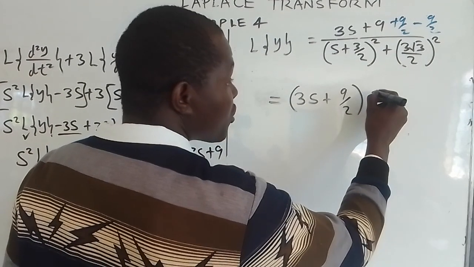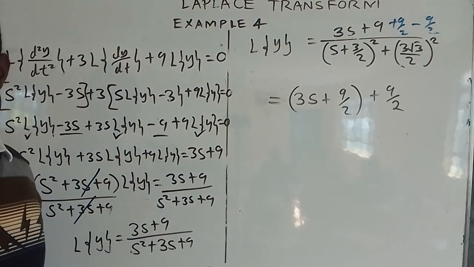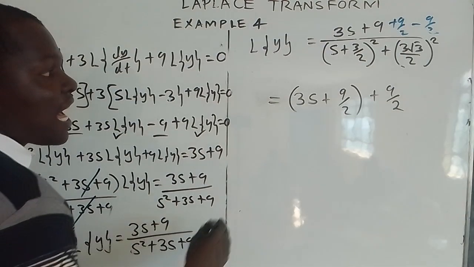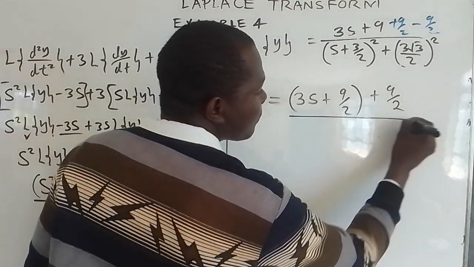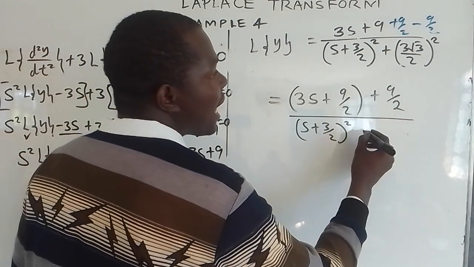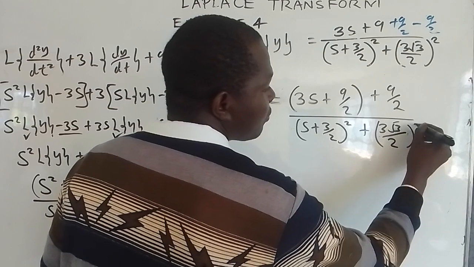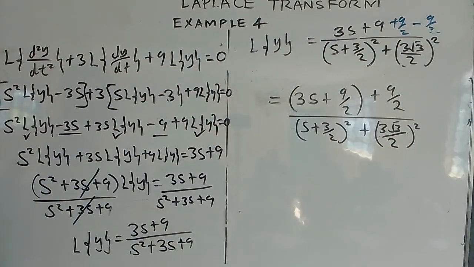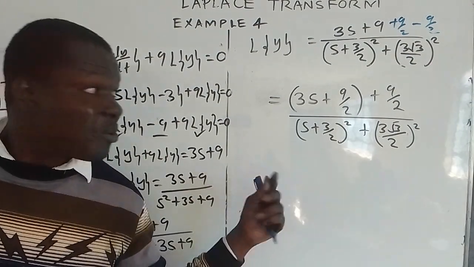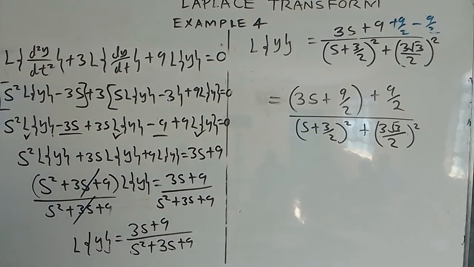Good. So that is positive 9 over 2. Are we together? So after that, everything is over s plus 3 over 2 squared plus 3 root 3 over 2 squared. Are we together? So see, at this point we now separate the sine and the cosine, and the first one is the cos, isn't it? So we've done the cos.